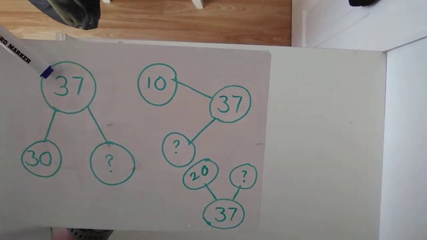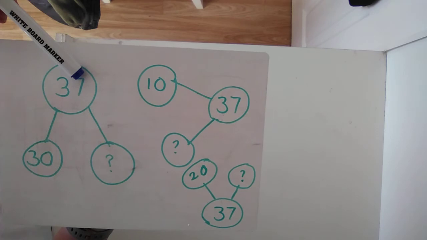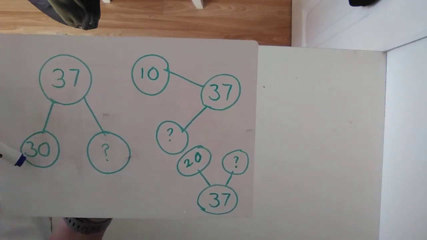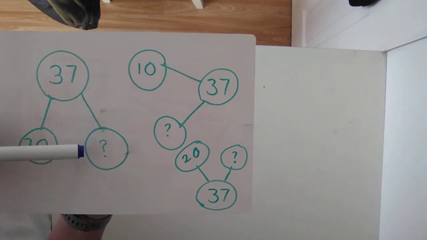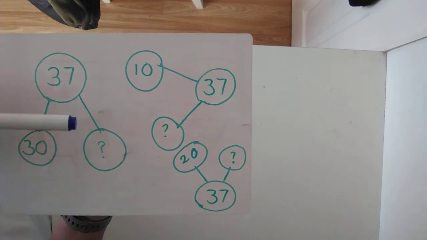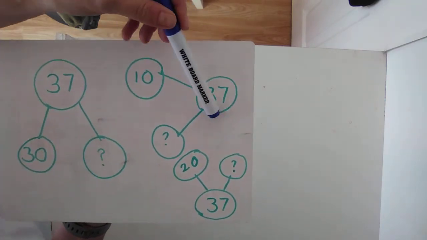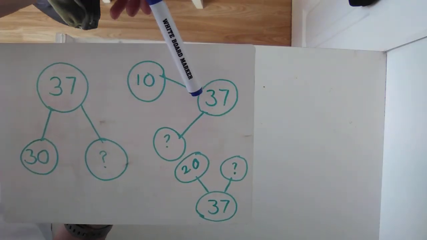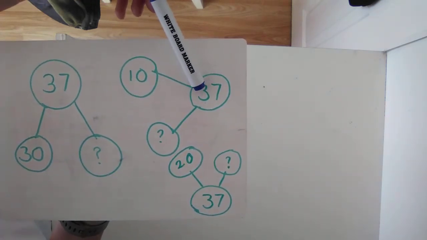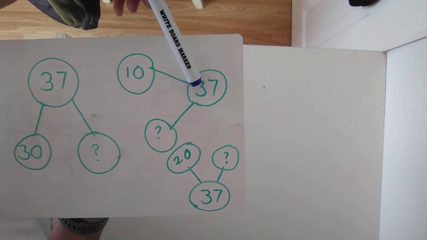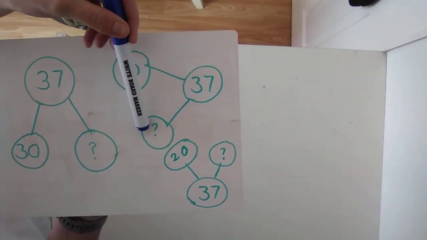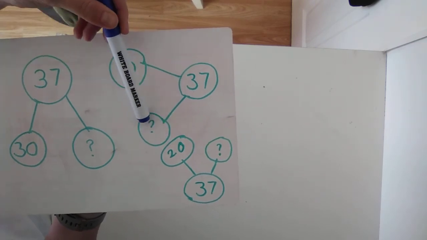So I've got my 2-digit number 37, and I've told you that in this circle I'm partitioning it into 30. So what number would go in this circle? Over here we've kept the same number 37, but this time I've partitioned it into a 10. So I've used 1 ten from my 30. So how many tens would I have left? And how many ones would I have left? What number would have to go in here?